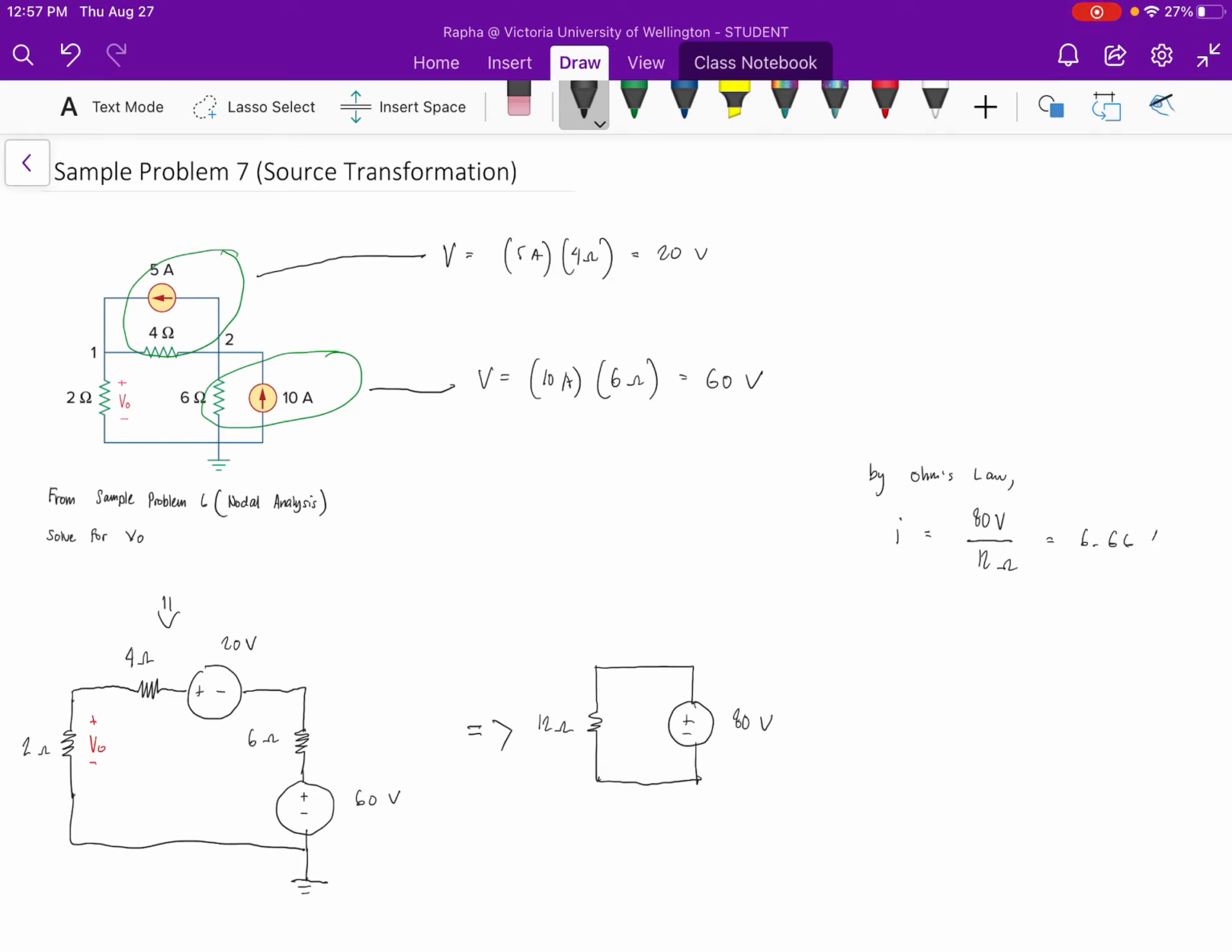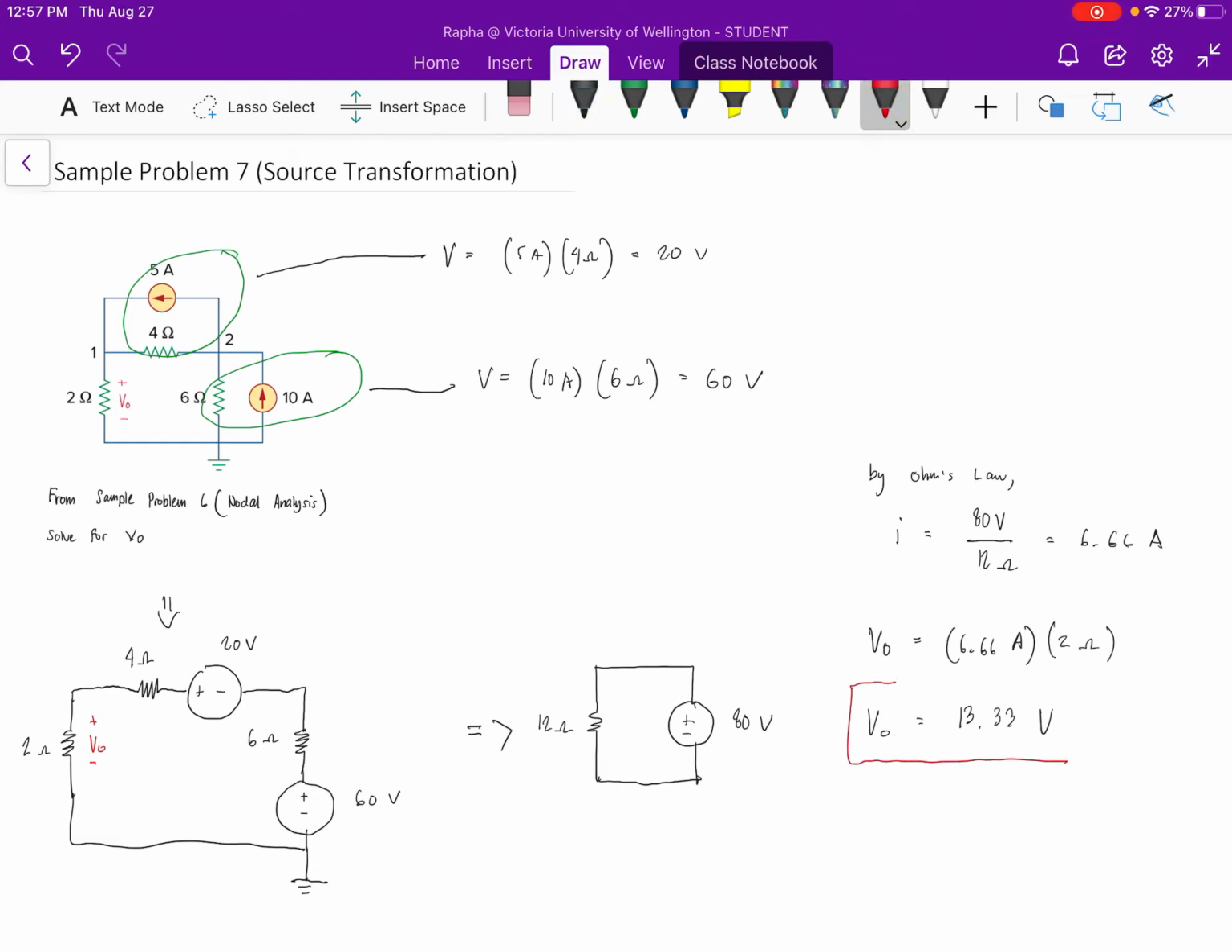6.66 amperes. I hope that's not spooking you. But we are going to solve for VO. So VO is equal to 6.66 amperes times 2 ohms, the branch in question. So VO then is equal to 13.33 volts.